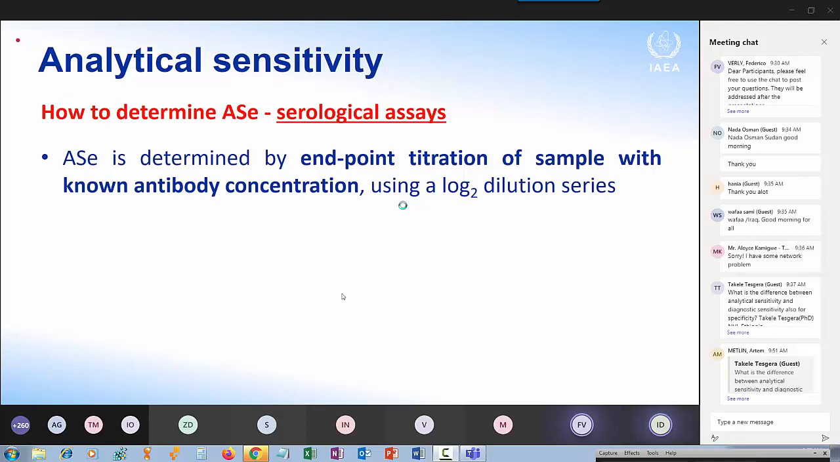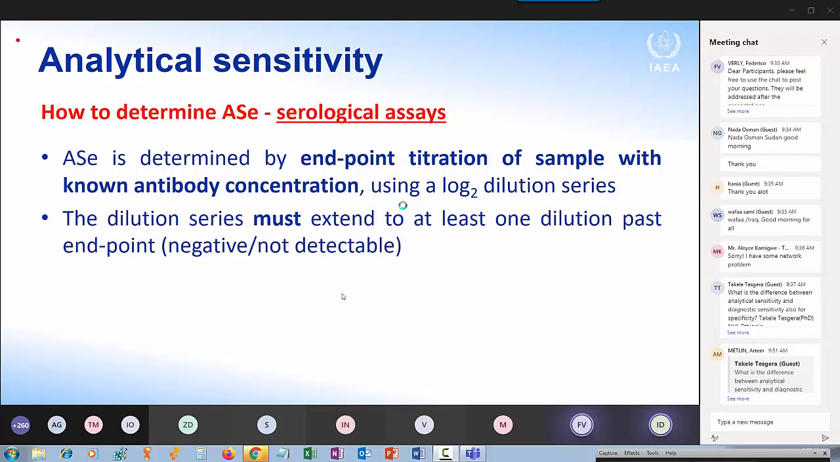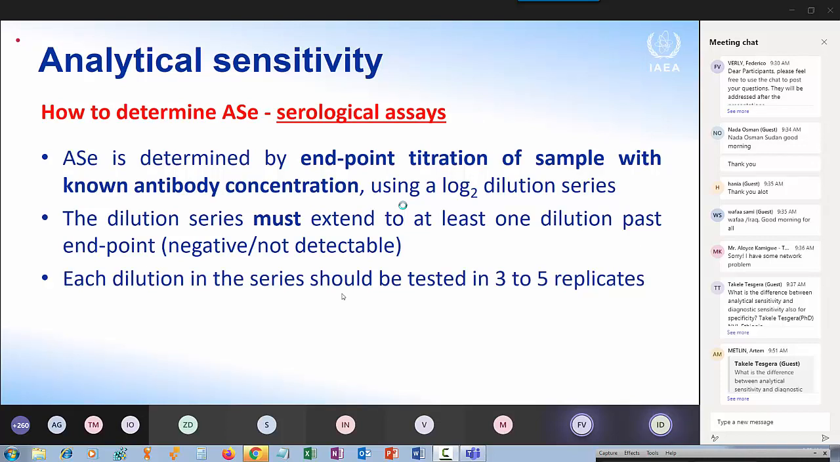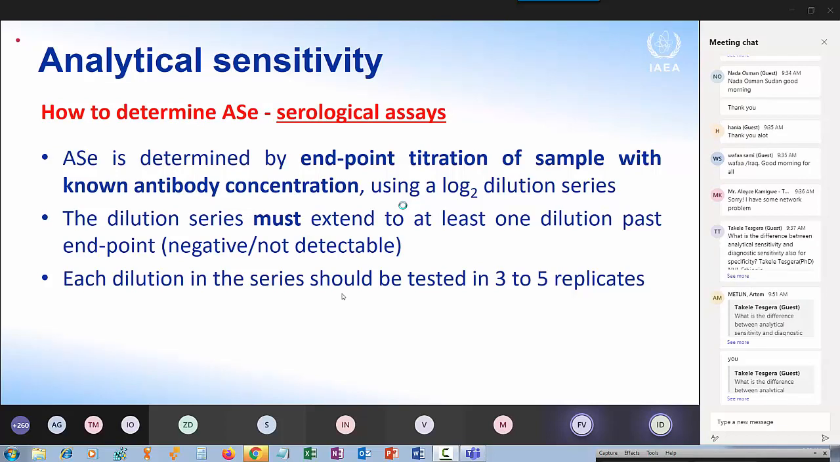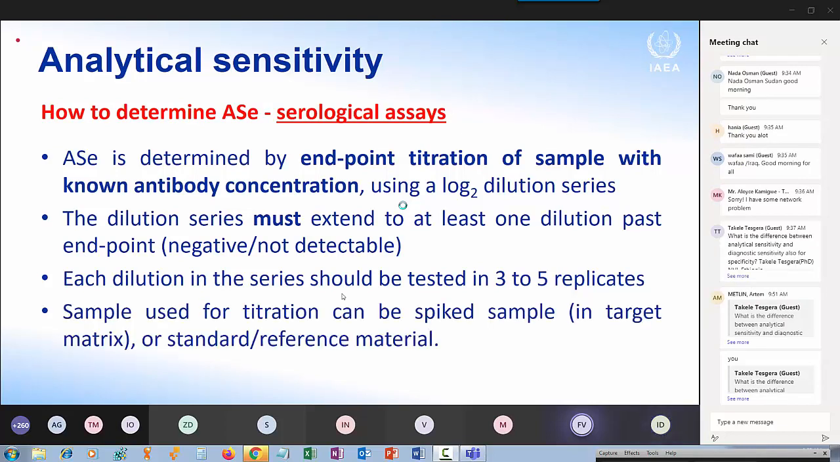So how to determine the analytical sensitivity in serological assays? The analytical sensitivity is determined by endpoint titration of a sample with known antibody concentration, using a log2 dilution series. These samples are usually reference samples, very well characterized, with known antibody concentration, as I said. The dilution series must extend to at least one dilution past the endpoint. So negative will be not detectable. Each dilution in the series should be tested in at least 3, if possible 5 replicates. And the sample used for titration can be a spiked sample in the target matrix or standard reference material, as we already said.